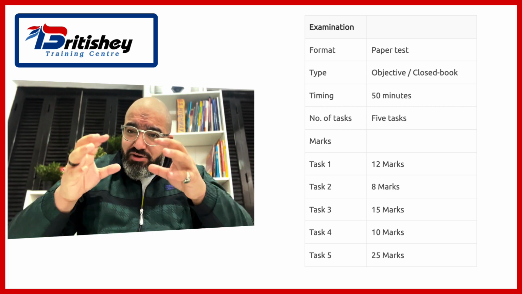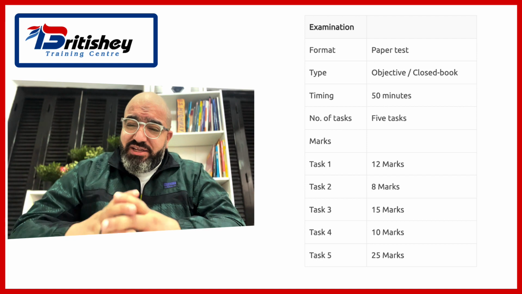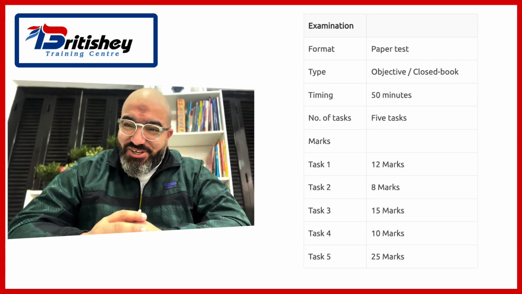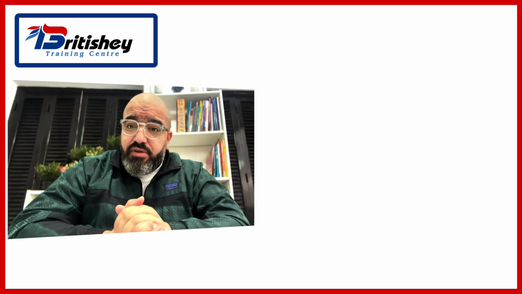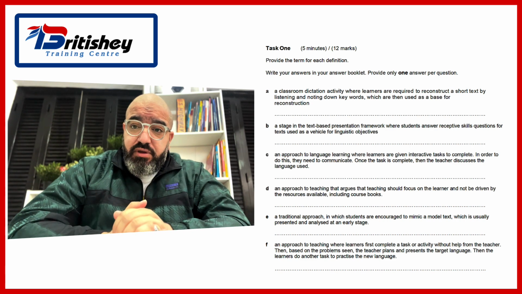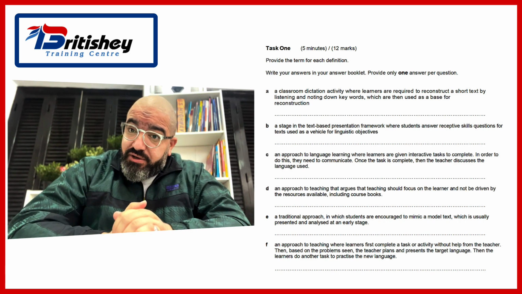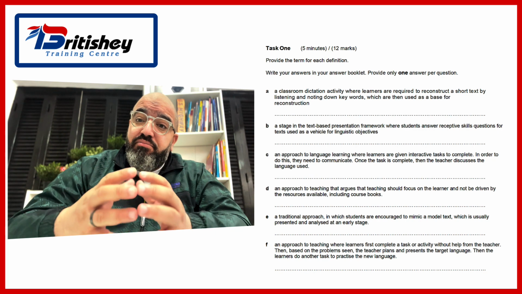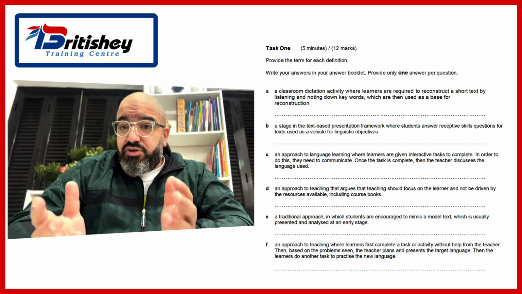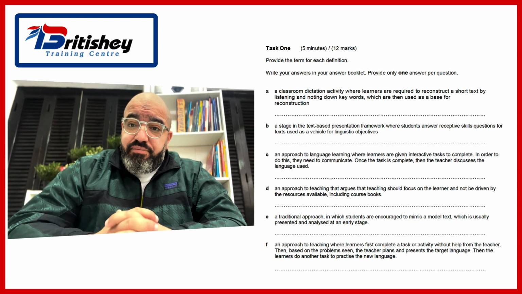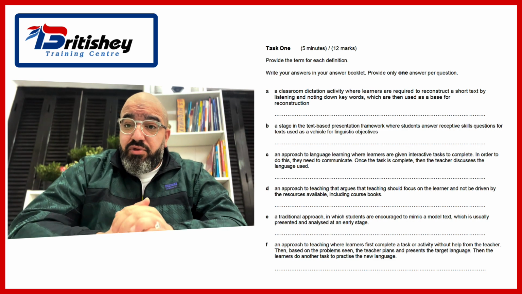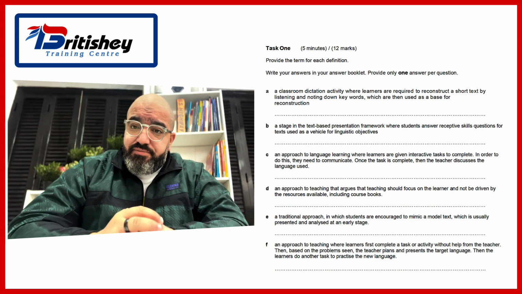Now, let's have a look at paper 1 and let's see how questions are designed. Let's go. As we see, task 1 can be finished in 5 minutes, and it is for 12 marks, and it focuses on providing the right term to the definitions. So, for example, you're given 6 definitions, and you're supposed to come up with one term.